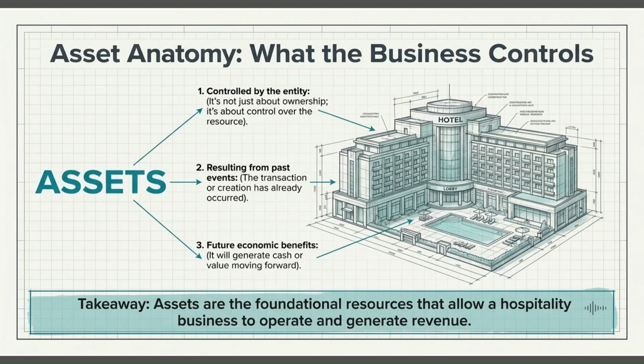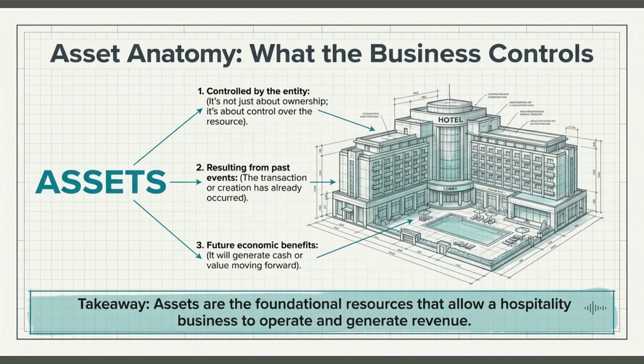Third, from which future economic benefits are expected to flow. The resource must be capable of generating cash or value going forward. Guest rooms generate accommodation revenue. Kitchen equipment produces meals that are sold. If an item can no longer generate any benefit, a walk-in refrigerator, for example, failed beyond repair and worthless, even as scrap, it has ceased to be an asset, whatever the invoice once said.